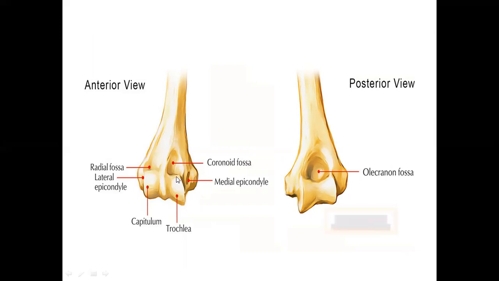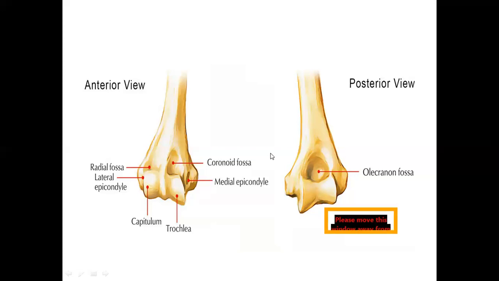The coronoid fossa is the place where the coronoid process of the ulna comes and fixes whenever the elbow is flexed. Similarly, the radial fossa is the place where the head of the radius comes and fixes when the elbow is flexed. This we will teach you again when we are doing the elbow joint. This is the posterior view of the humerus, and you have to check for a big depression behind, that is the olecranon fossa. When the elbow is extended, the olecranon process of the ulna comes and fixes in the olecranon fossa.